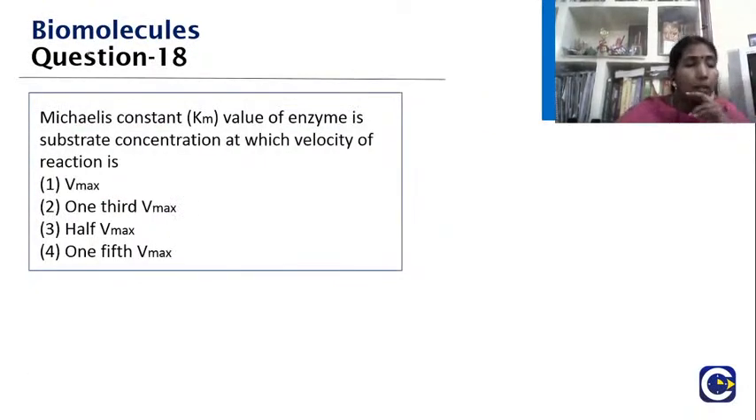Next, coming to another question, here we have the Michaelis constant, the Km value. We have the Km value of an enzyme. That is the substrate concentration at which the velocity of reaction is Vmax, 1/3 Vmax, half Vmax, or 1/5 Vmax. So what should be your answer?